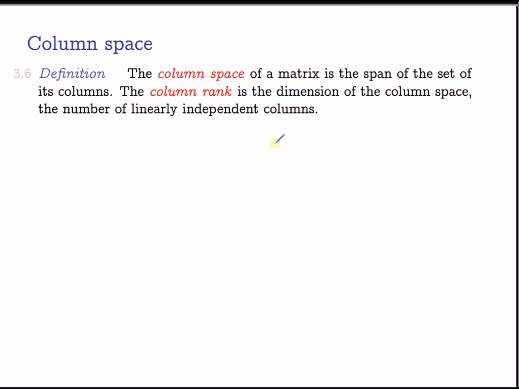We also have the notion of column space. The column space of a matrix is the span of its columns. The column rank is the dimension of the column space, the number of linearly independent columns. So this is the very same concept. You have columns, which you can consider vectors. You can take linear combinations of these columns. And we're going to look at bases of this column space and so on. We can do the very same thing with columns that we just did with rows.